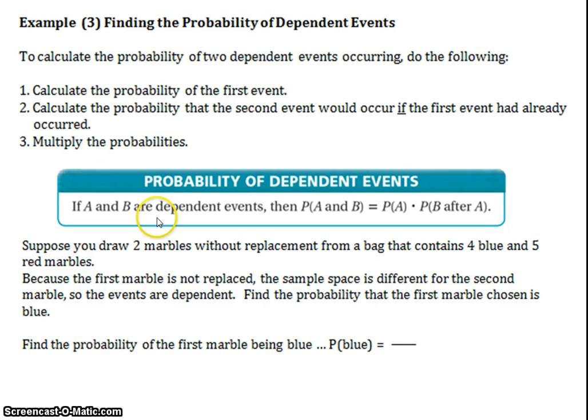So the probability of dependent events: if A and B are dependent events, then the probability of A and B equals the probability of A multiplied by the probability of B after A.